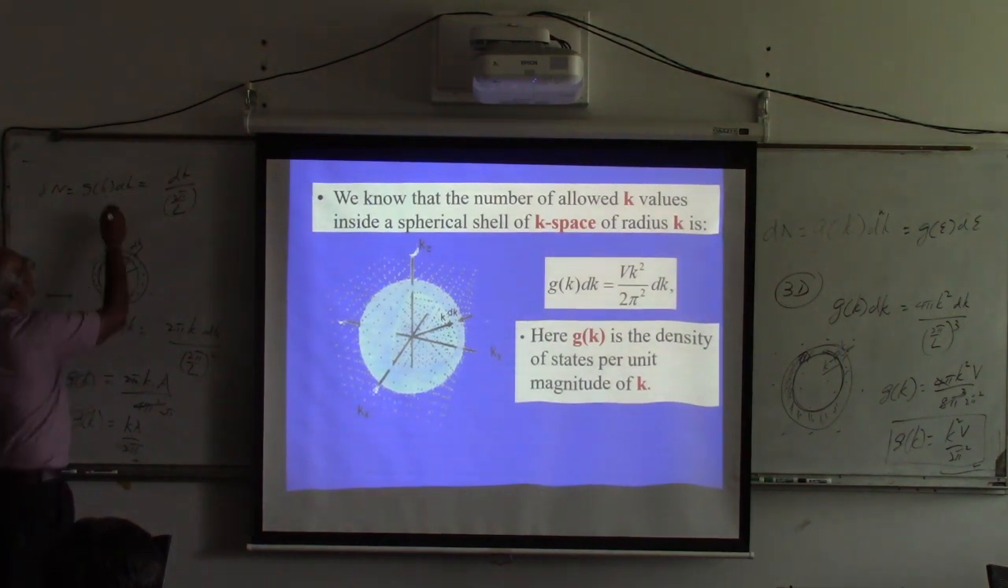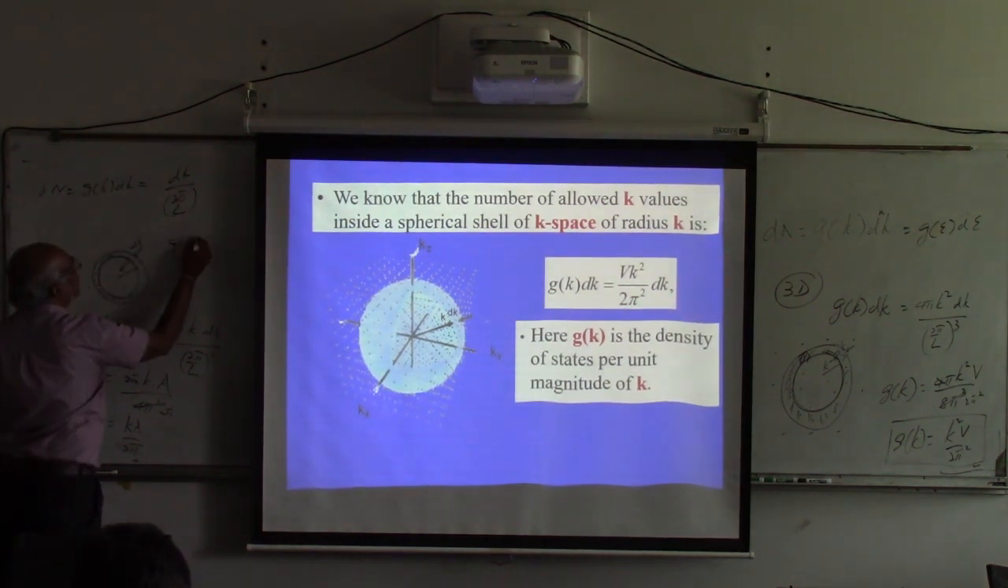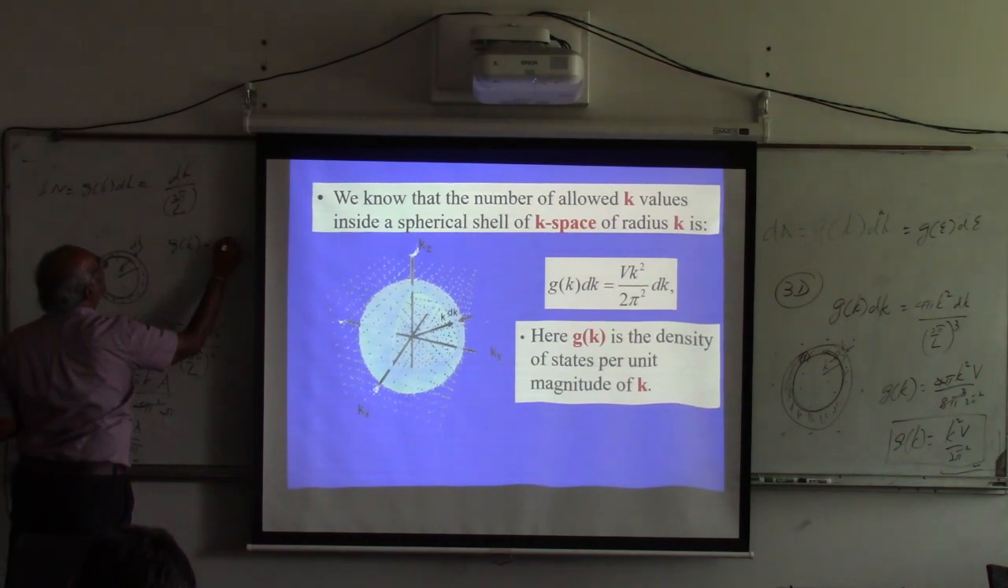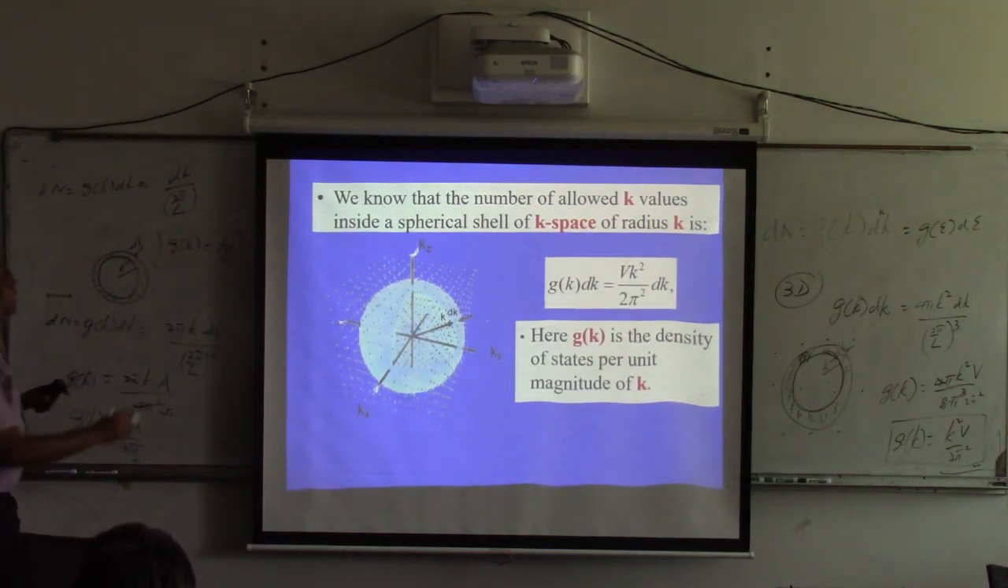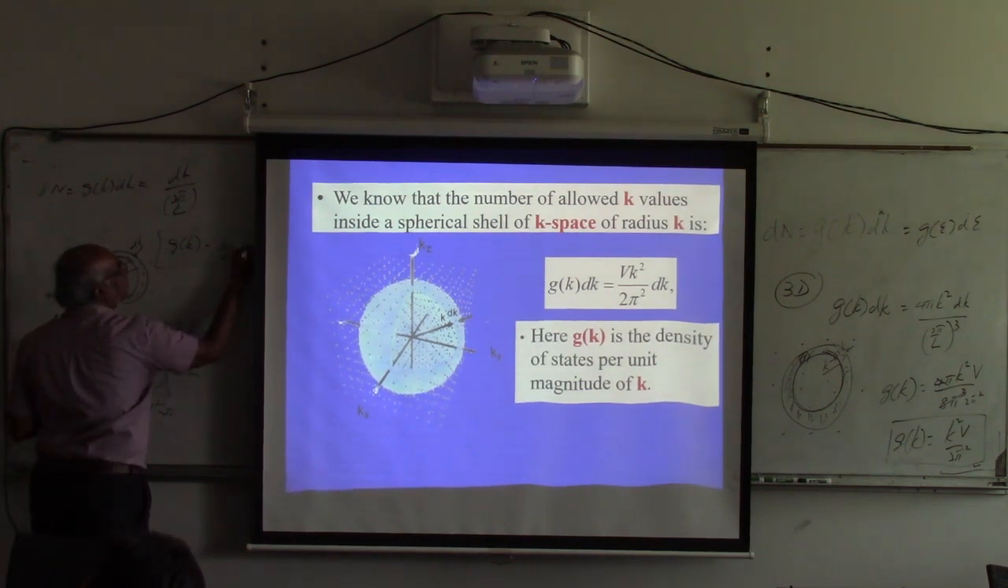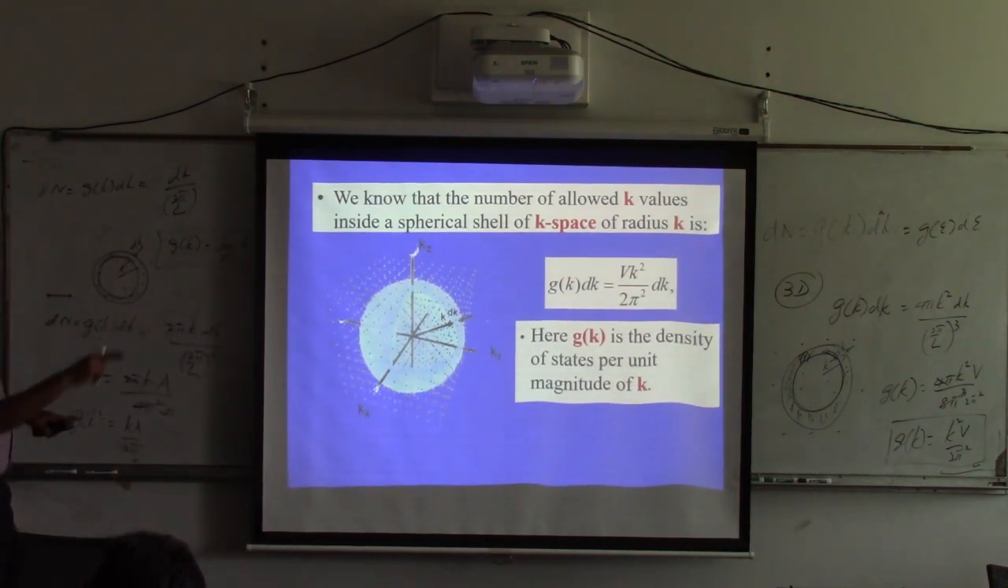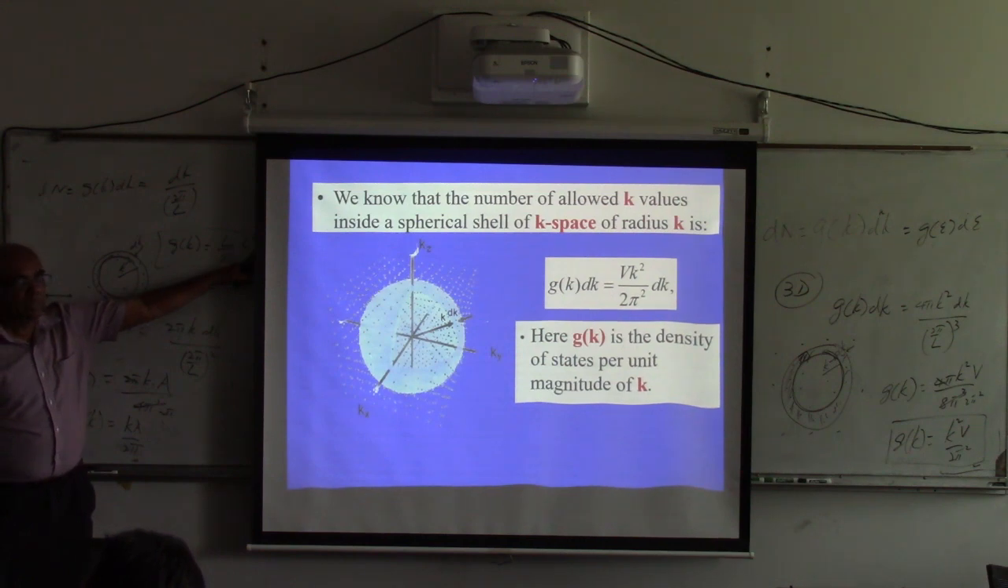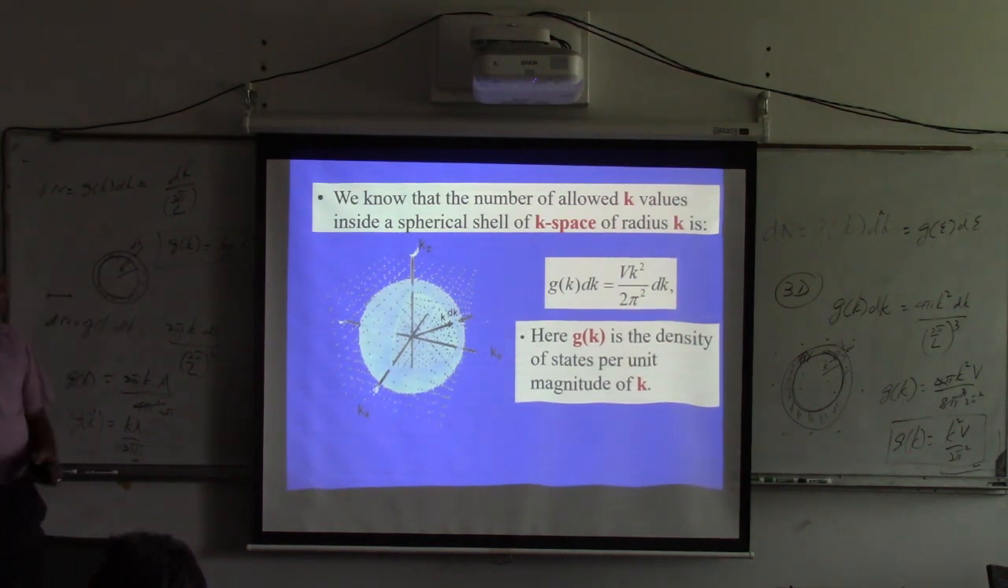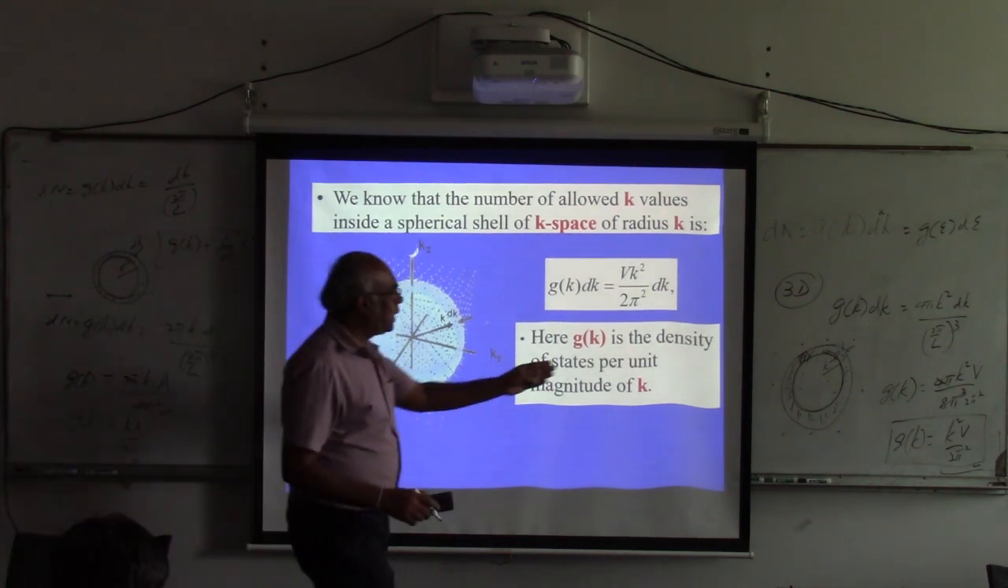That means your gk is simply L divided by 2. That means k to the power 2, k to the power 1, k to the power 0. You can make the relationship. Okay, so this is all about how to calculate gk.